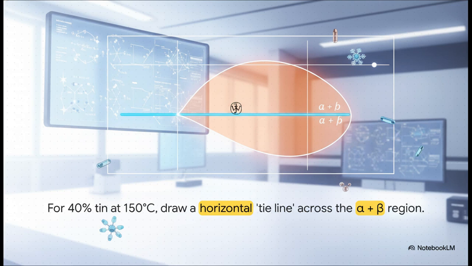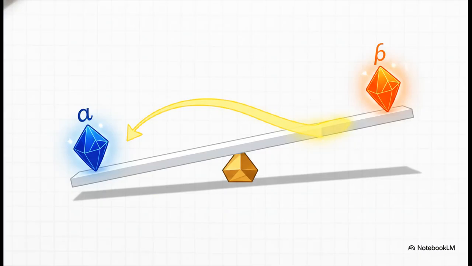Let's just try it out. Let's say we have an alloy that's 40% tin, and we cool it down to 150 degrees. We find that exact point on our map right there in the alpha plus beta region. Now, to use the lever rule, the first thing we do is draw a horizontal line. It's called a tie line, straight across that region at that temperature. The rule works just like a seesaw. Seriously.